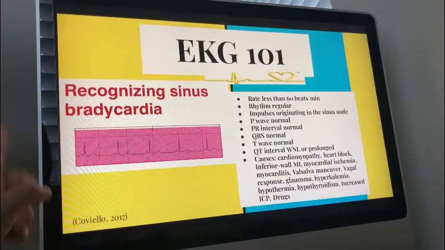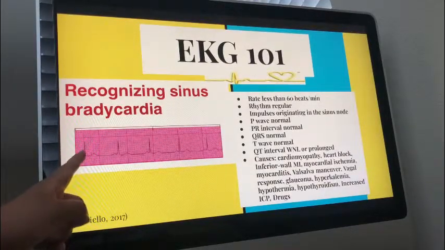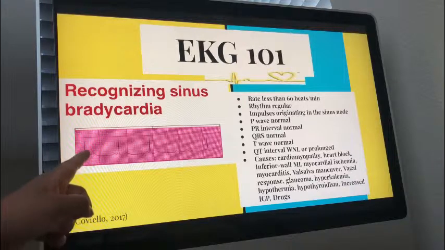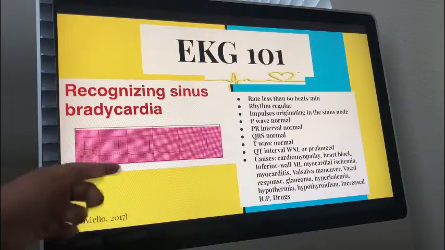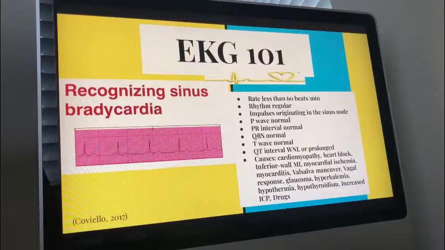This is sinus bradycardia, which is very slow, less than 60 beats per minute. The rhythm is regular. Impulses originate from the sinus node. The P wave is normal. The PR interval, the QRS, and the T wave are normal. The QT interval is within normal limits or is longer.